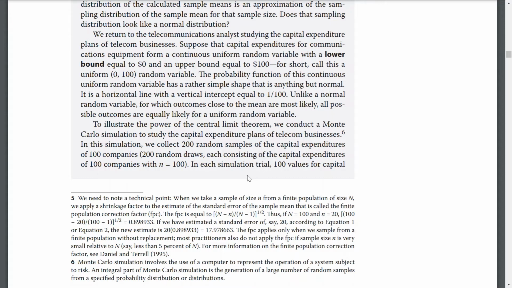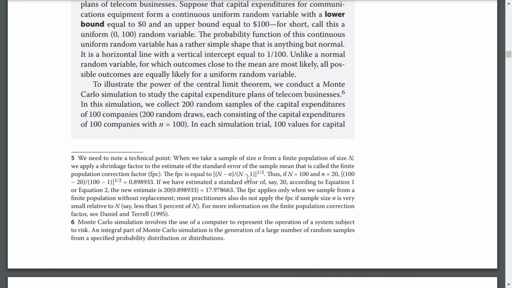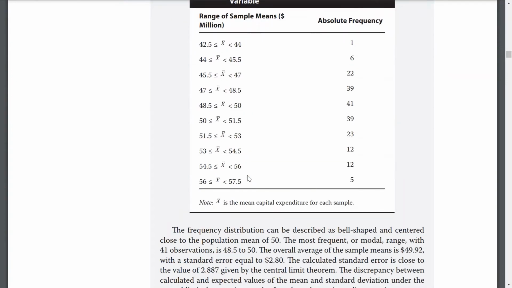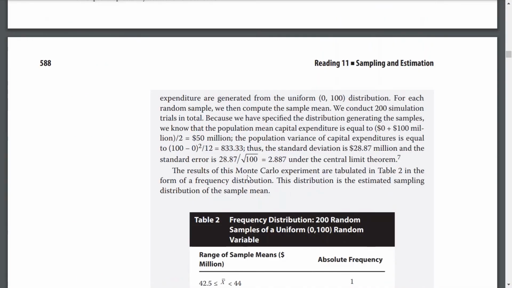To illustrate the power of the central limit theorem, we conduct a Monte Carlo simulation to study the capital expenditure plans of telecom businesses. In this simulation, we collect 200 random samples of the capital expenditures of 100 companies, with n equal to 100. In each trial, 100 values of capital expenditures are generated from the uniform 0-100 distribution for each random sample. We then compute the sample mean. We conduct 200 simulation trials in total.